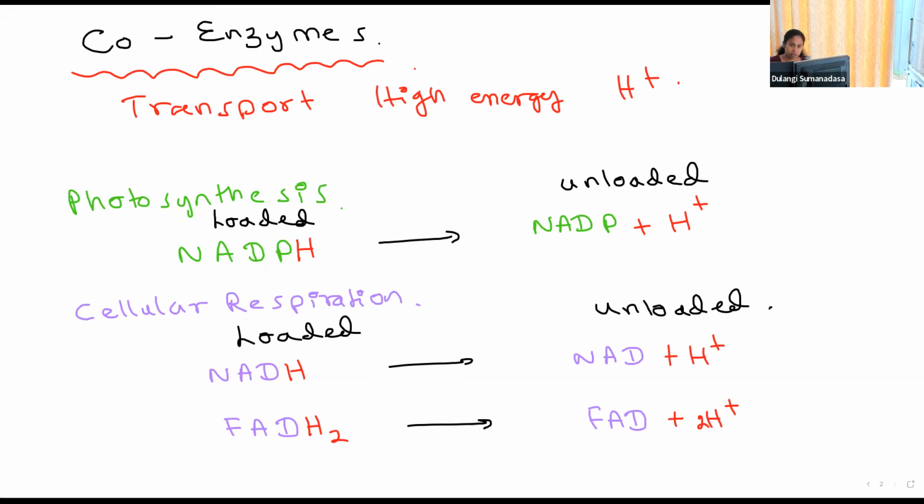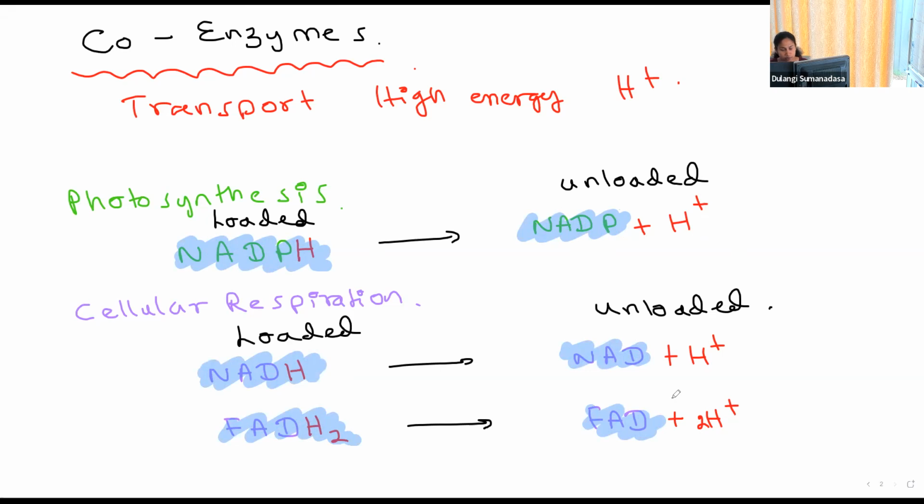Can you highlight the loaded coenzyme? When it comes to NADPH, these are the loaded ones, yeah? And unloaded means only this one, because the high energy proton is separate now, yeah? So I'm highlighting all the loaded ones and unloaded ones. If I say unloaded version, that means you're just excluding the high energy proton.